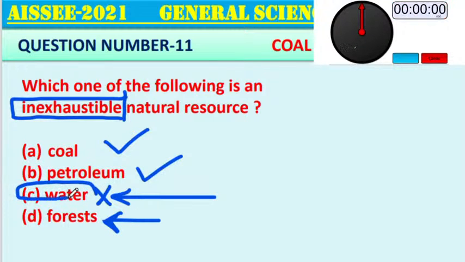C. Forest is exhaustible, my dear friends. Forests are exhaustible. So the answer is C here. The correct answer is C.